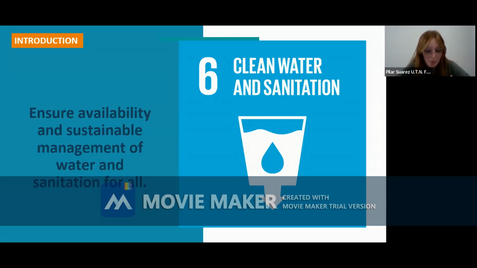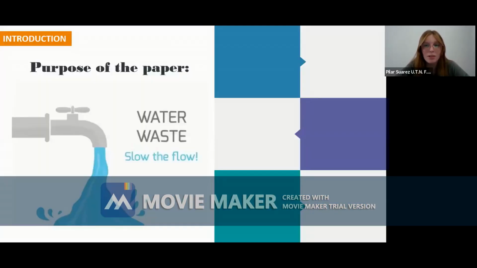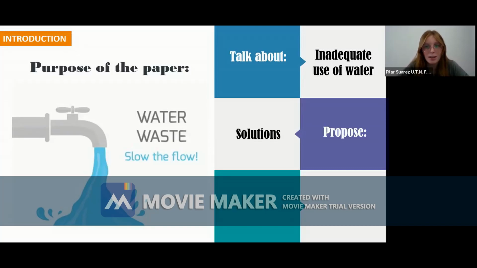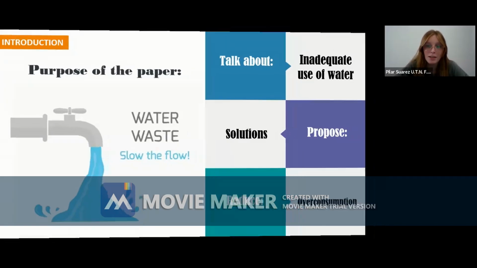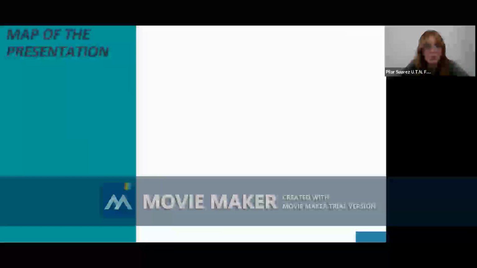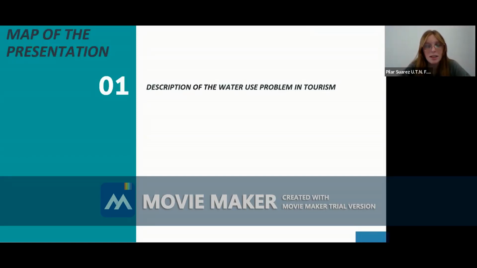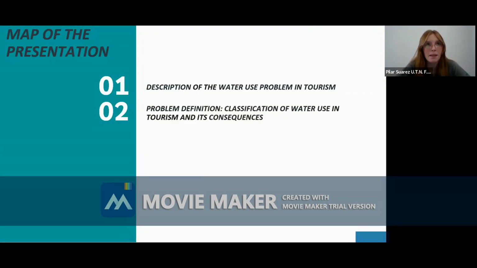Bueno, the purpose of this paper is to delve into the consequences that the inadequate use of water has in tourist seasons and present several devices to decrease the water overconsumption. To achieve this aim, firstly, the problem of overconsumption is discussed in terms of its causes and consequences. Next, the chosen devices will be presented with their negative and positive aspects.